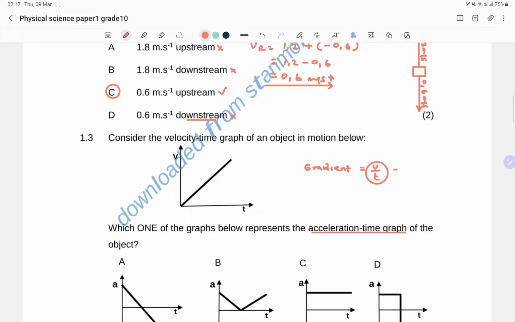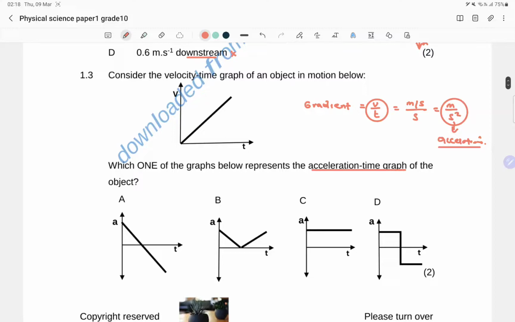Because v over t, if you write it in SI units, it's going to be meters per second over second, isn't it? And then this essentially becomes meter divided by second squared. And what is that unit? This unit is acceleration. And as you can see here, the acceleration is constant because it is a straight line. Okay, so if it is constant, when we're now doing an acceleration time graph, it will depend on the direction, but it should be constant.